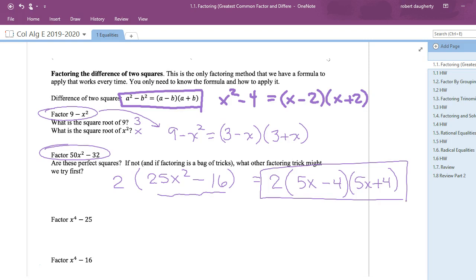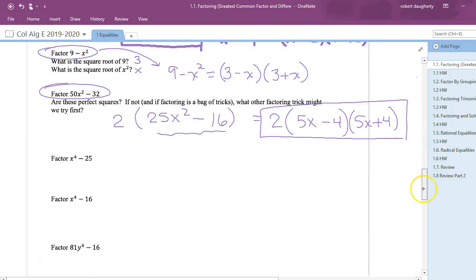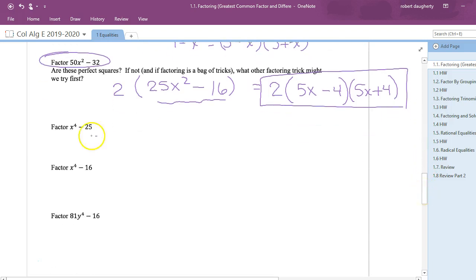Let's look at the next one, x to the 4th minus 25. Are those two perfect squares? Yes. So the square root of x to the 4th is x squared. So it's x squared minus 5 times x squared plus 5.